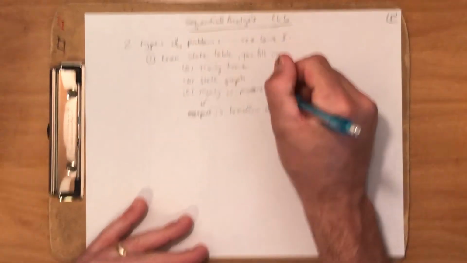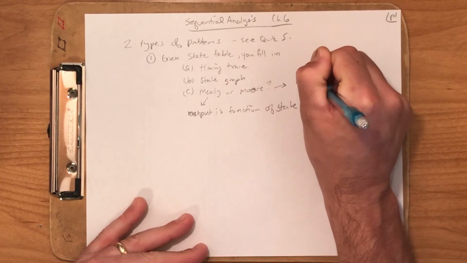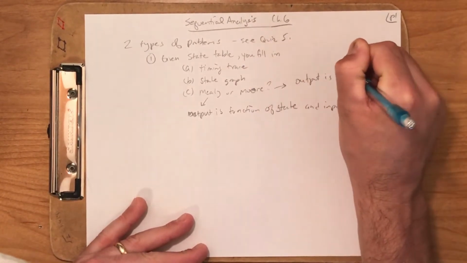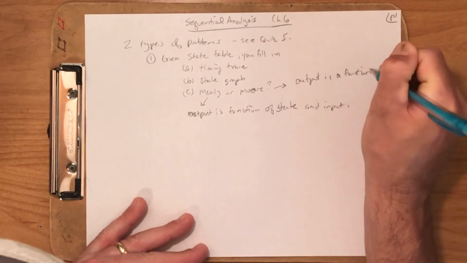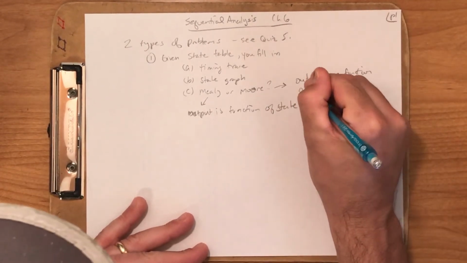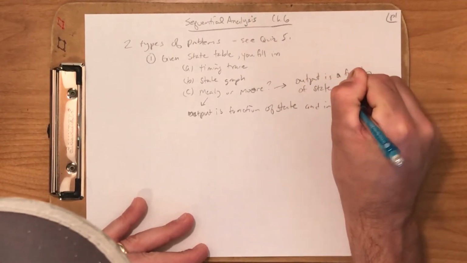So anyway, for Moore, output is a function of state only.